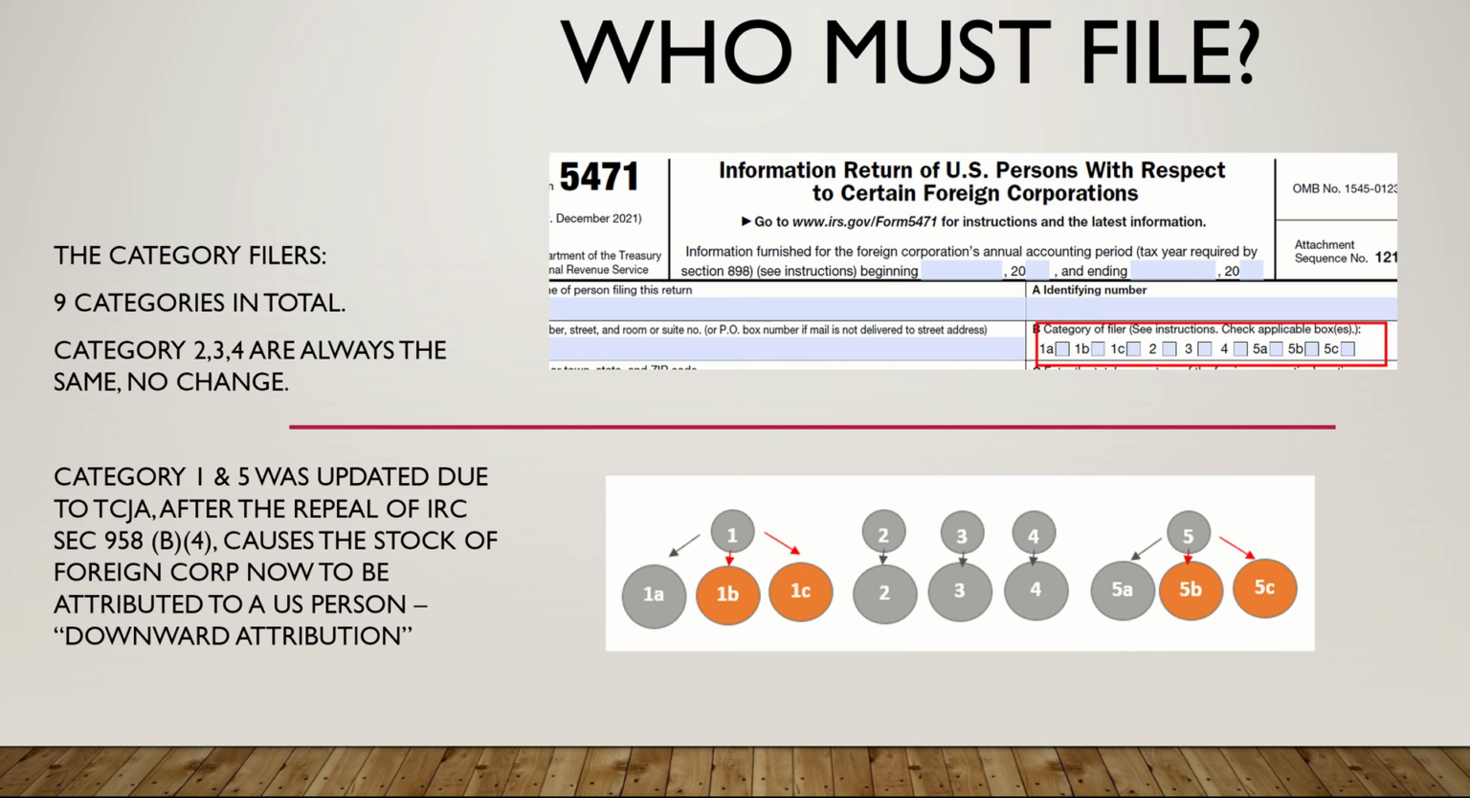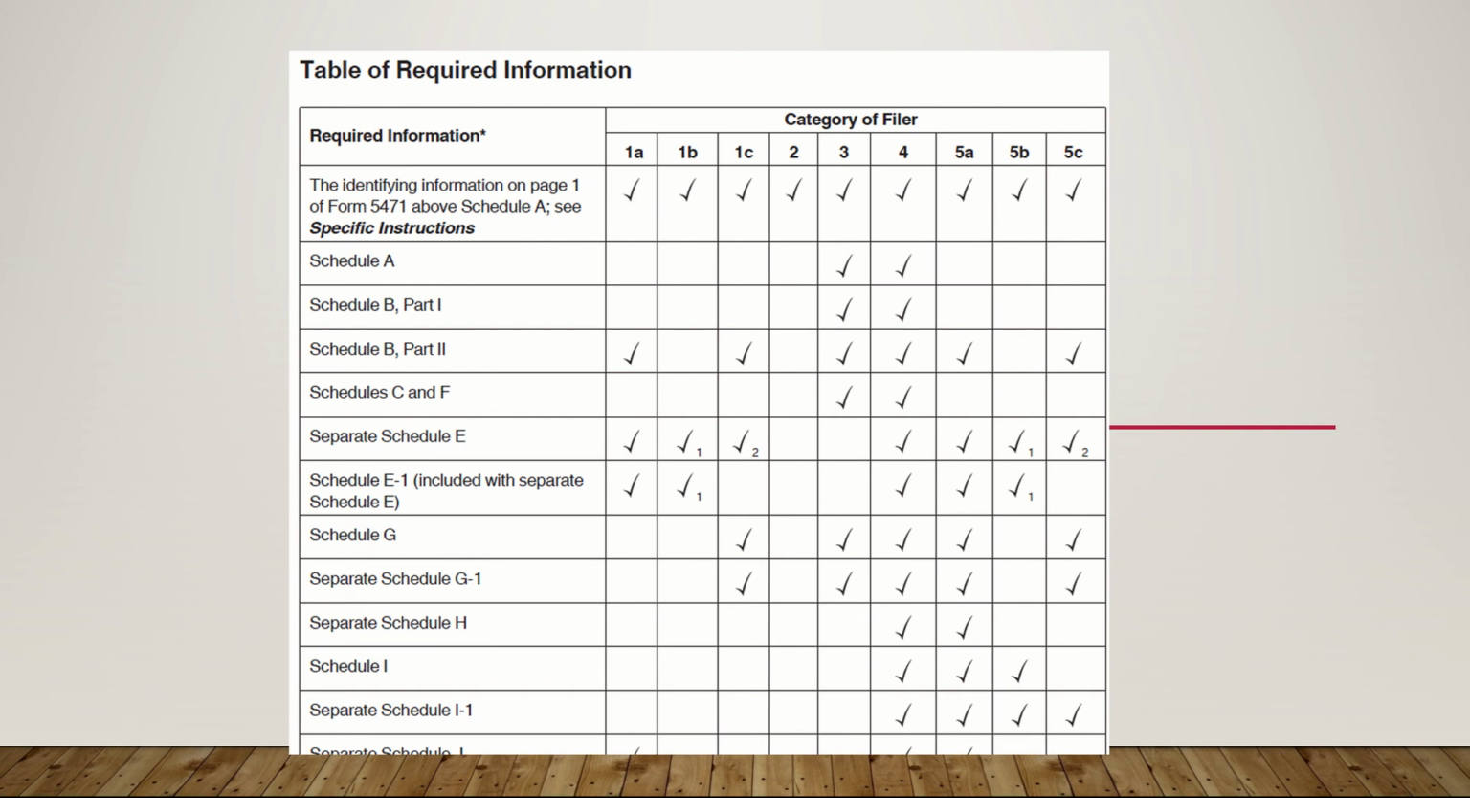After the repeal of IRC Section 958(b)(4), it caused the stock of a foreign corporation to now be attributed to a U.S. person. This is also referred to as downward attribution. Based on the category of filers, we need to prepare the required forms. Note that this is only part of the chart, and you can find the complete chart on the IRS website, in the instructions for Form 5471.